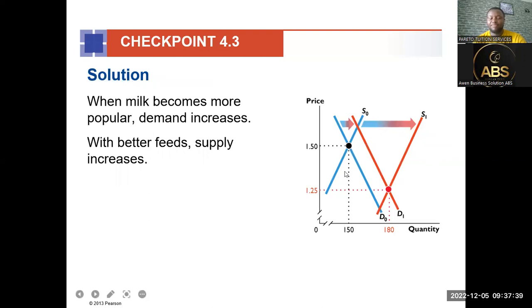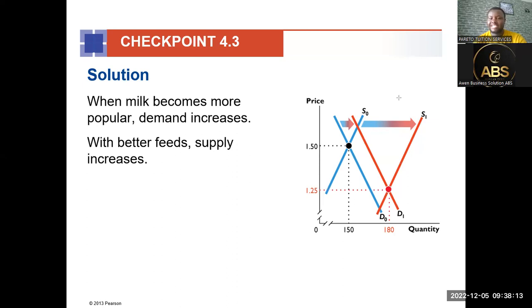And then better feeds increasing milk production cause supply to shift to the right. So this is going to be the new equilibrium. But if you remember, we said if demand and supply shift in the same direction, and here they are both shifting to the right, equilibrium quantity will definitely increase. But for equilibrium price, it will depend on the magnitudes of change. Here, it has been drawn in such a way that price has fallen. So the increase in supply is way more than the increase in demand.